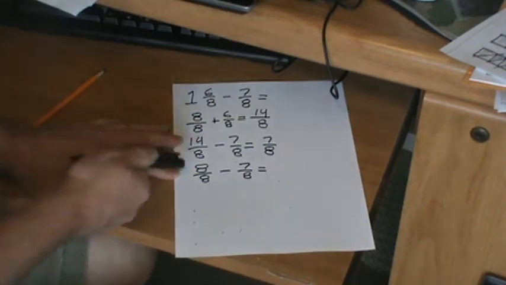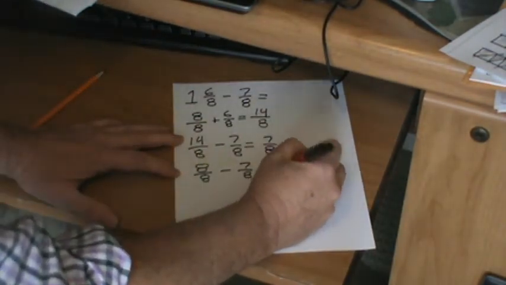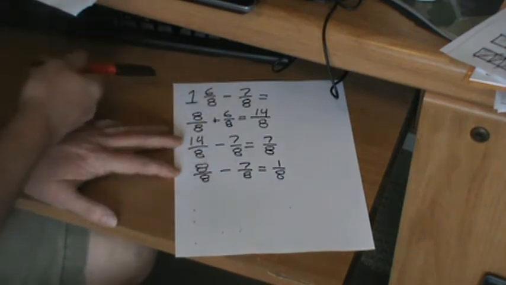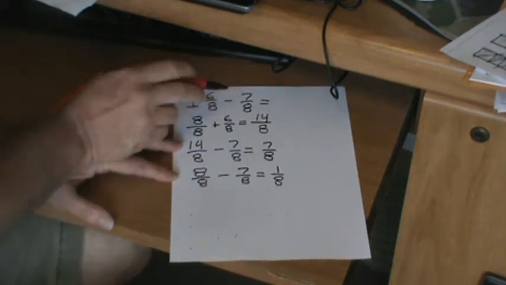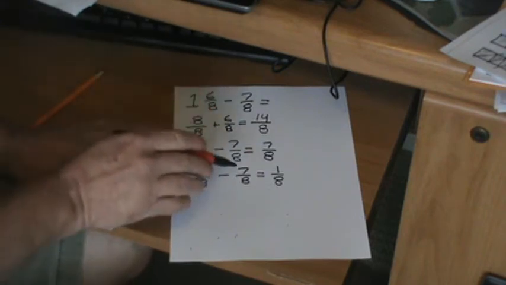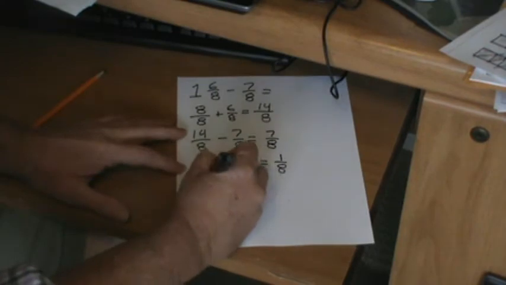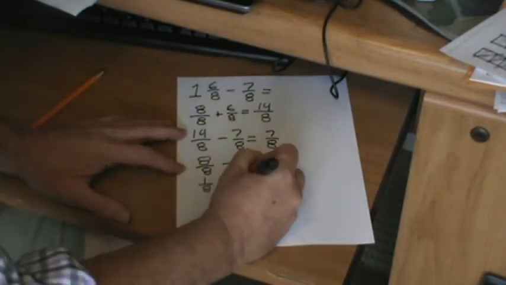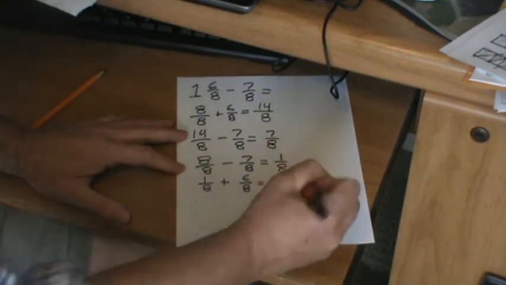And what does that equal? 8 minus 7 is 1, and the 8 stays the same. So now we have to add on the 6/8, because we dealt with the 1, we dealt with the 7/8. So now let's add the 6/8 to the 1/8. 1/8 plus 6/8 equals, once again we get the answer 7/8.